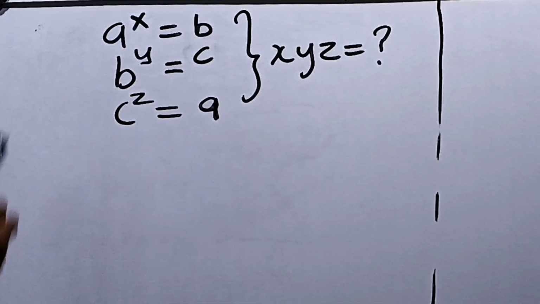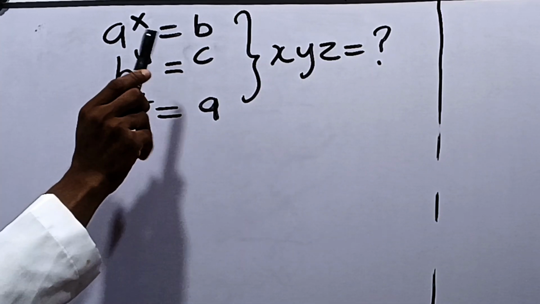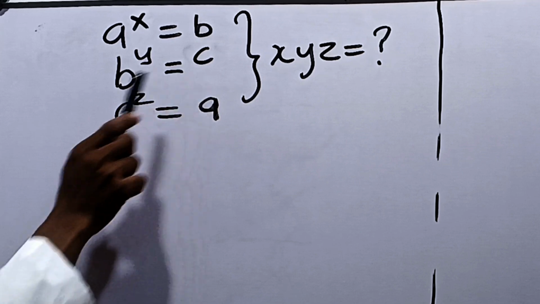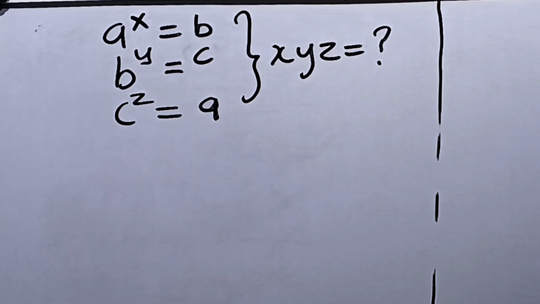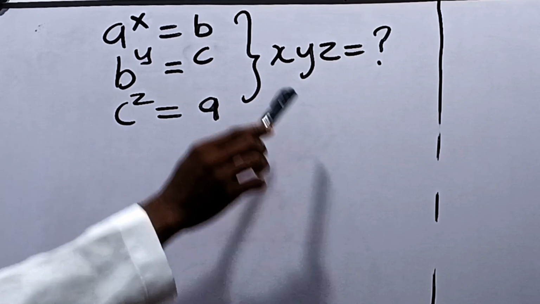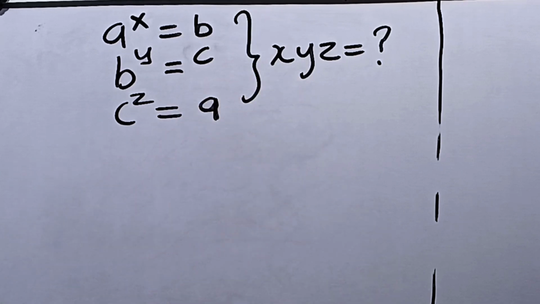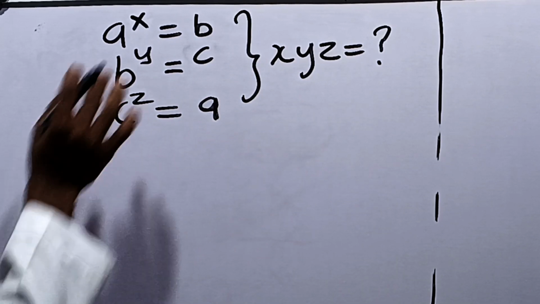Let's solve these together. Okay? It says a raised power x is equal to b raised power y is equal to c raised power z is equal to a. We're required to find the solution of x multiplied by y multiplied by z. Okay? Now let's do that quickly.